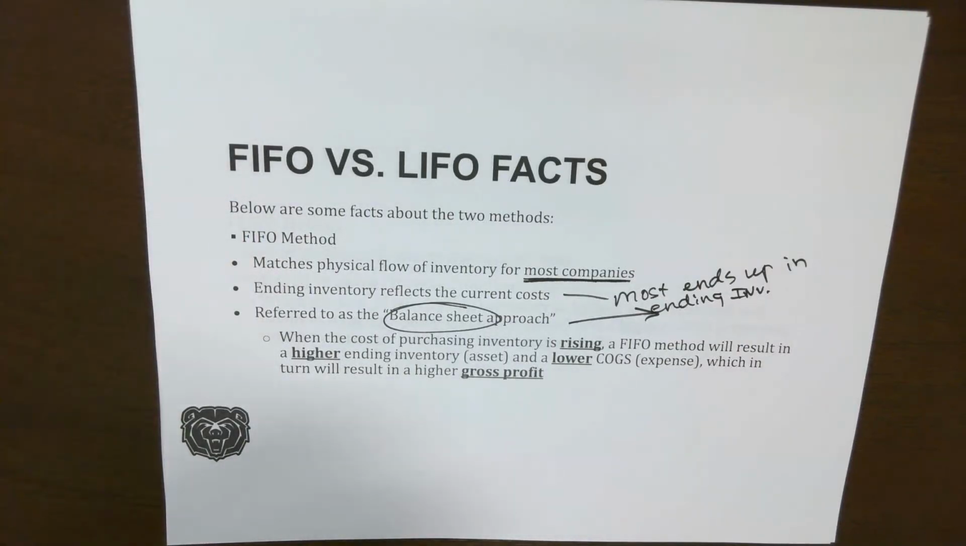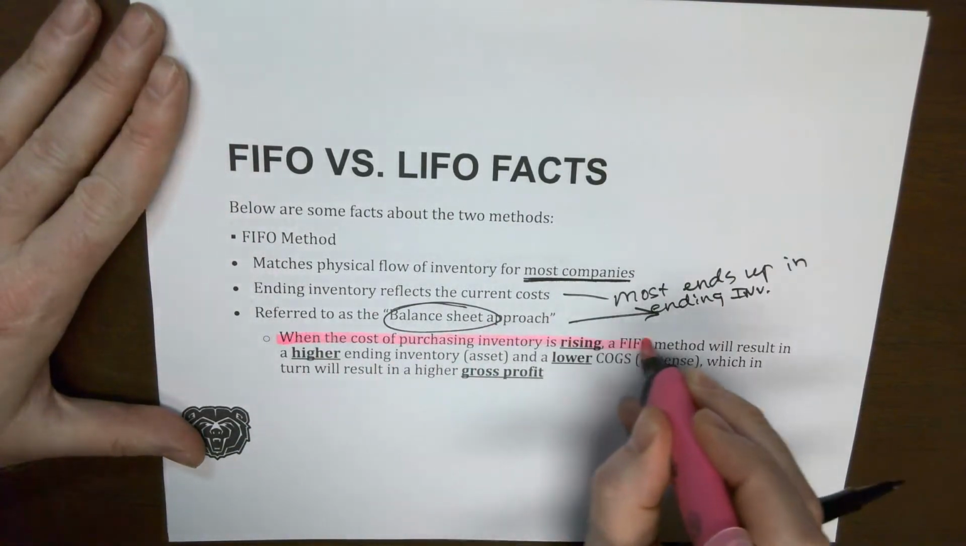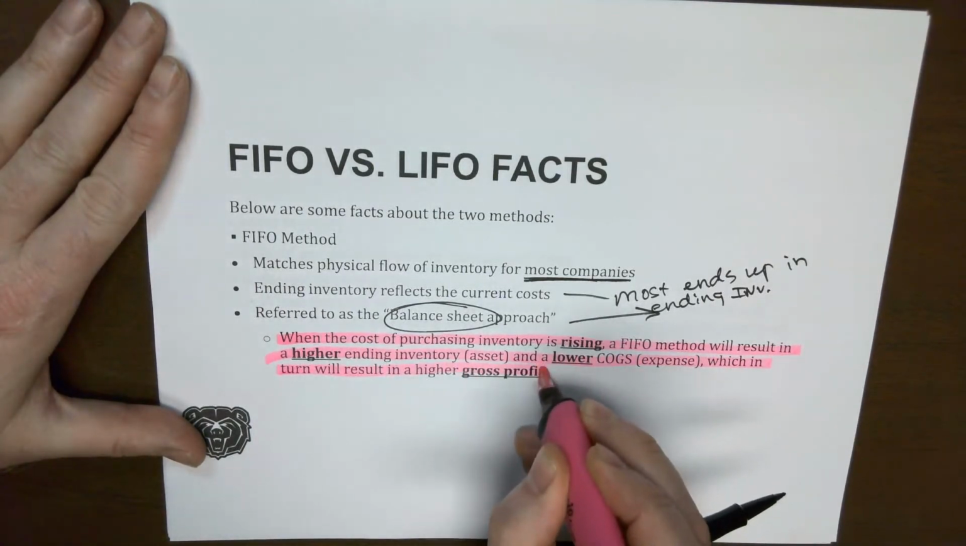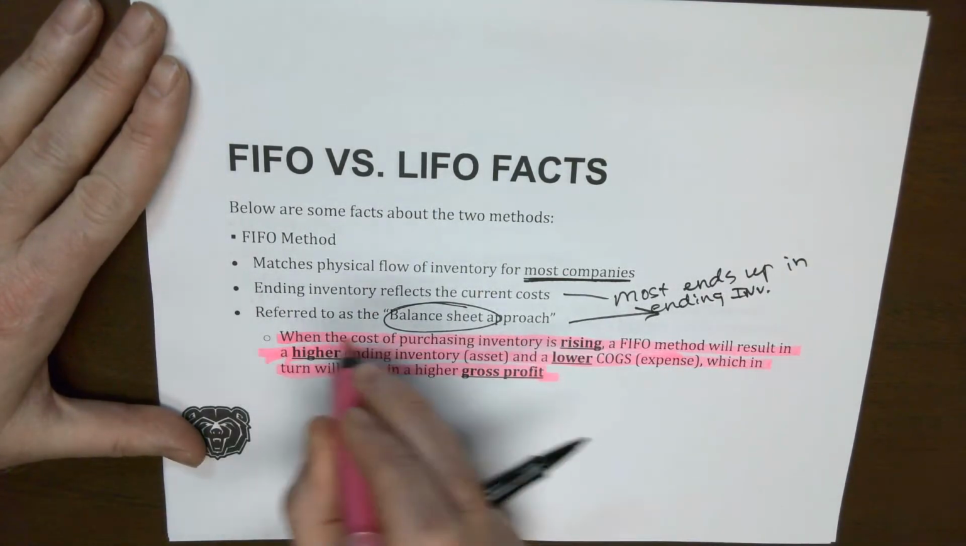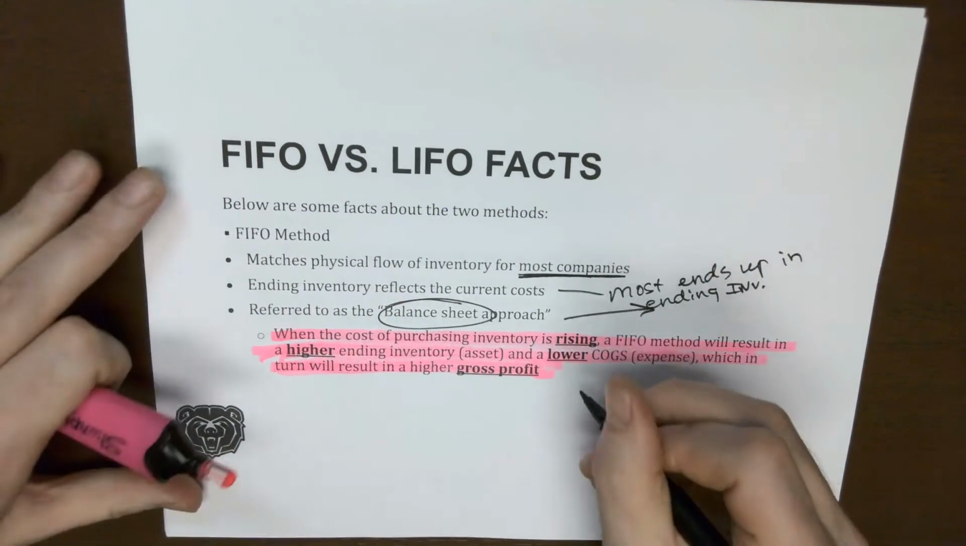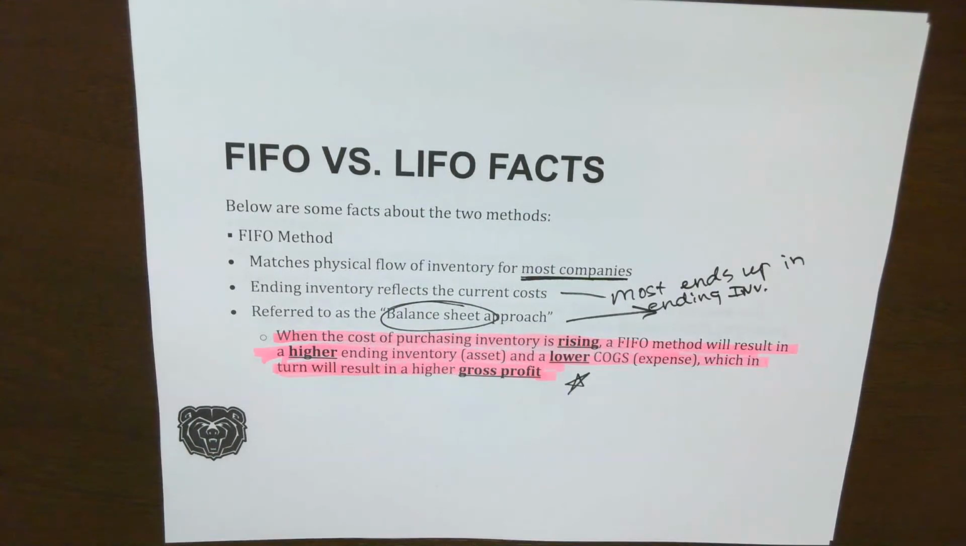So here is the key. This is what you guys need to know. This is what they like. All accounting texts, all accounting test banks, this is what they love to ask questions about right here. So know this, write this down, it's very important. When the cost of purchasing inventory is rising, a FIFO method will result in a higher ending inventory, a higher asset, and a lower expense, a lower cost of goods sold.